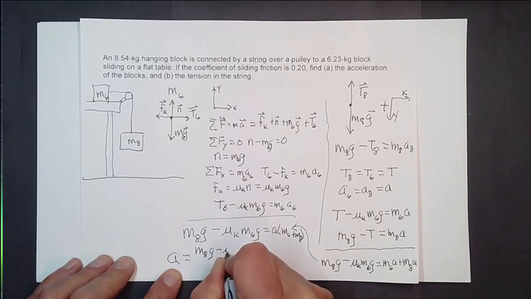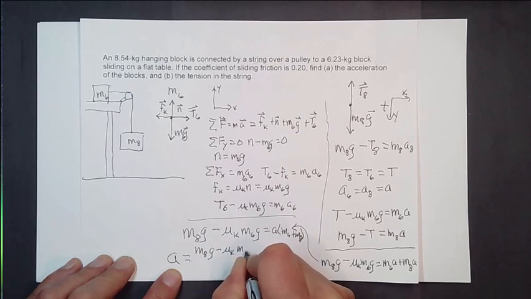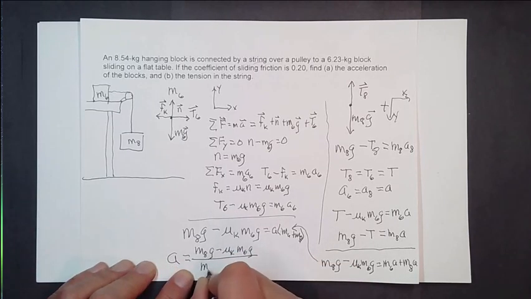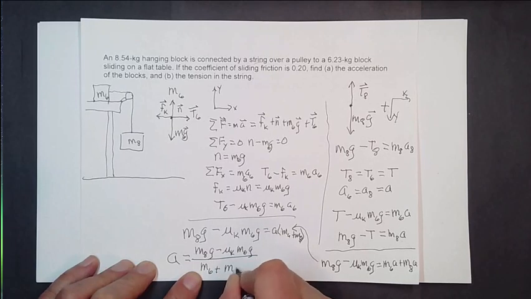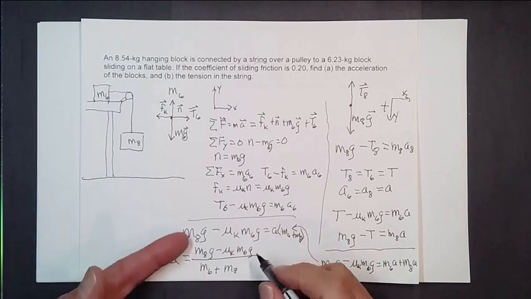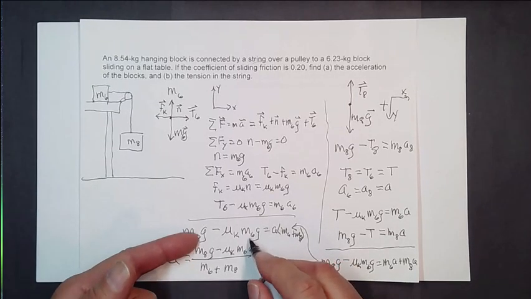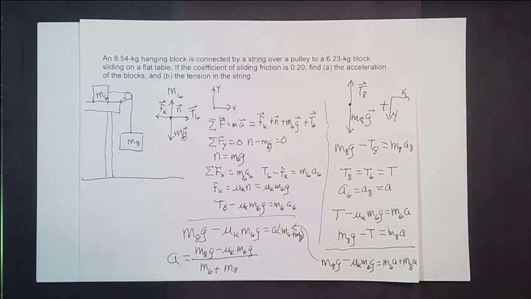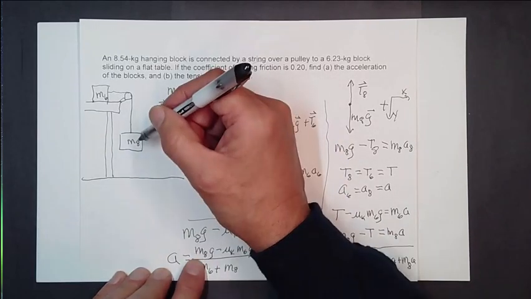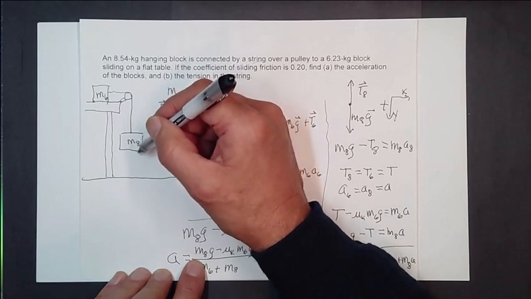a equals (m8g minus mu sub k m6g) divided by (m6 plus m8). Okay, well, let's see. Now it'd be time to plug in all the numbers, and you'd have to wrap your parentheses carefully around the numerator and the denominator as you do this. But let's look at this expression. m8g, that's the weight of this thing. That's the force that's actually going to contribute to the acceleration, is the weight of this thing.